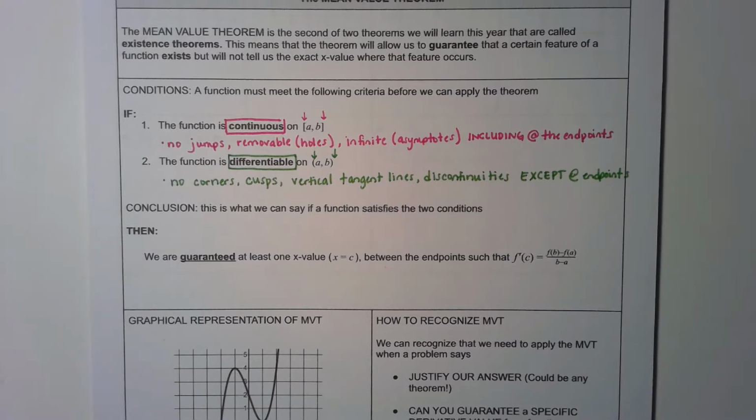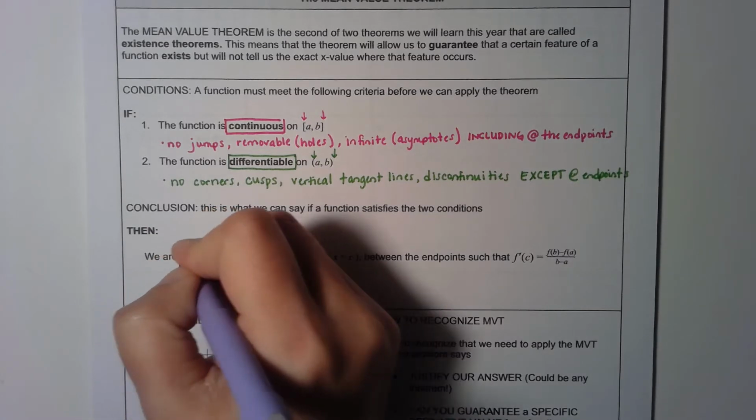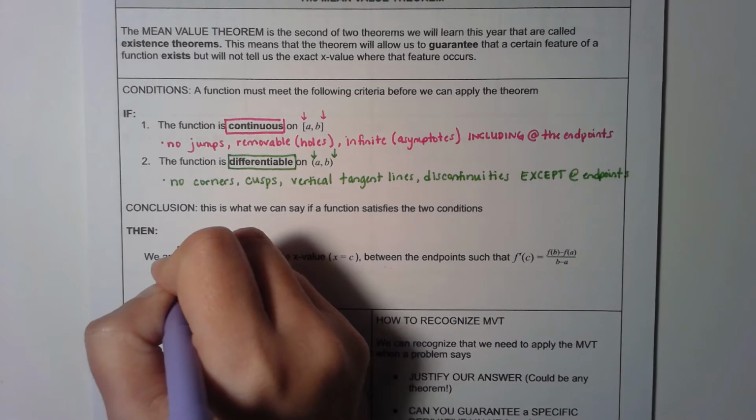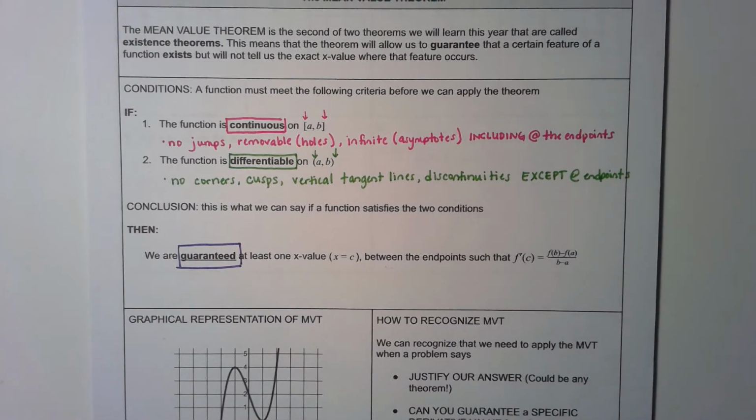Now, if your function obeys all these rules, it's got to be continuously connected, it's got to be nice and smooth, nothing weird going on, it's got to be differentiable, then we have a pretty big conclusion. We are guaranteed at least one x value between the endpoints. So we're guaranteed this. That means 100% of the time this is going to happen. At least one x value.